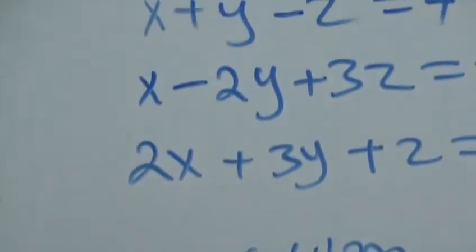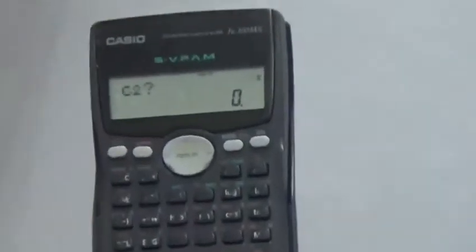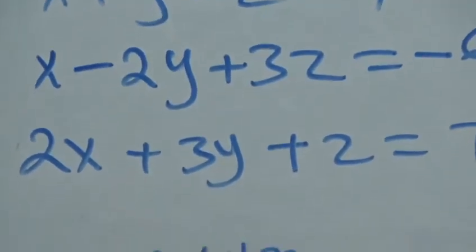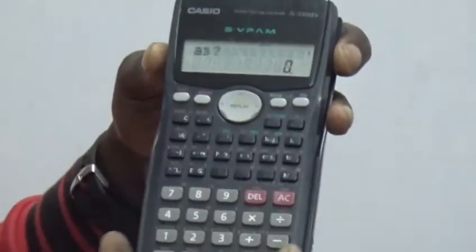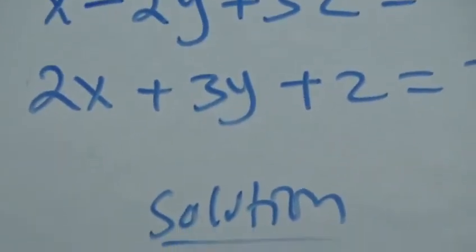My A2 is my X. Then I'm going to press 1. My B2 is negative 2. Then I'm pressing negative 2. Then my Z value is 3. Then I'm going to press 3, equal sign. Then negative 6, equal sign. To the last equation: 2, equal sign. 3, equal sign. 1, equal sign. My D is 7, equal sign.